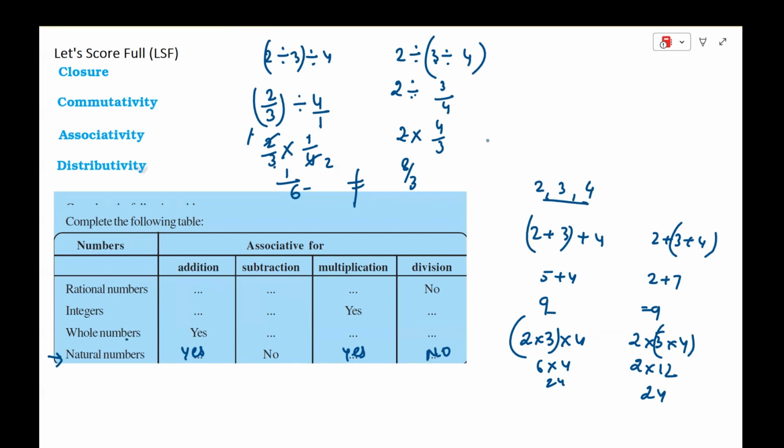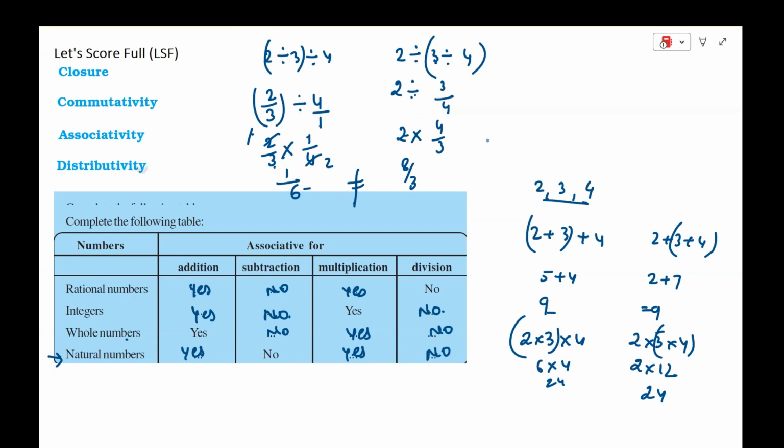So for whole numbers also, yes, then it is no, then it is yes, and then it is no. For integers, we have seen this is yes, this is no, yes, then again no. Rational numbers also, the pattern will be the same. Yes, no, yes, and then no.